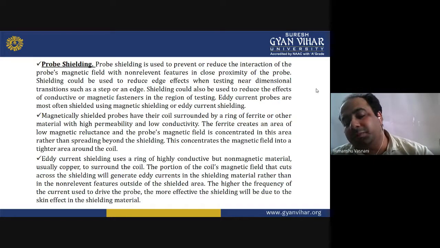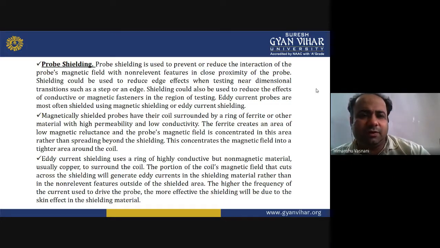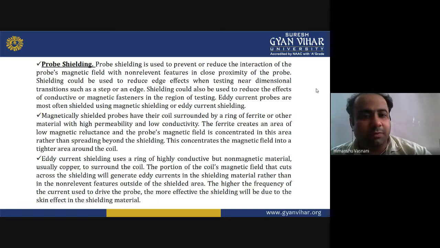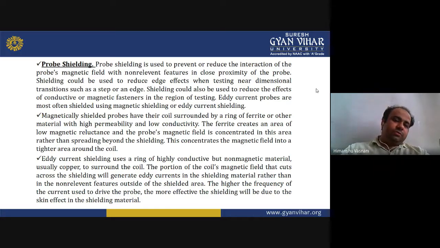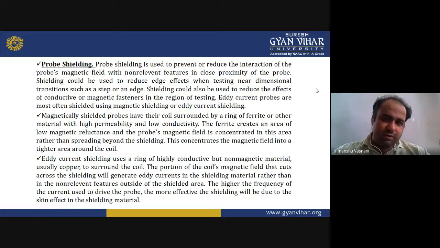Probe shielding is very important because we should avoid the interaction of the probe's magnetic field with non-relevant features in close proximity of the probe. Shielding could be used to reduce edge effects when testing near dimensional transitions such as a step or an edge. Shielding could also be used to reduce the effects of conductive or magnetic fasteners in the region of testing. Eddy current probes are most often shielded using magnetic shielding or eddy current shielding.